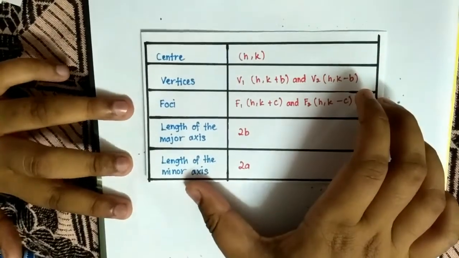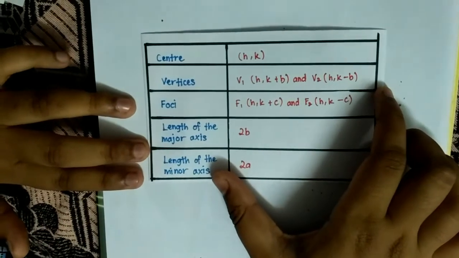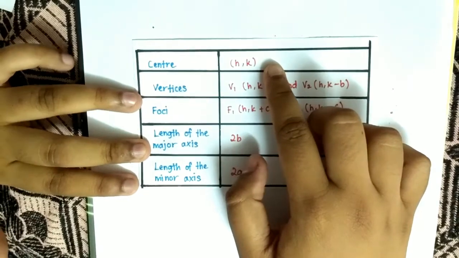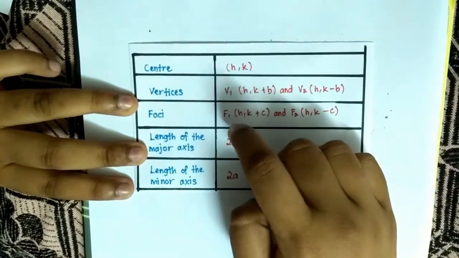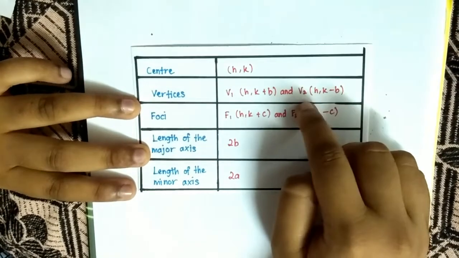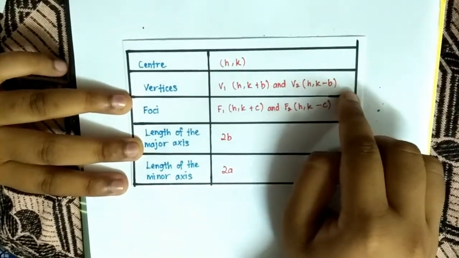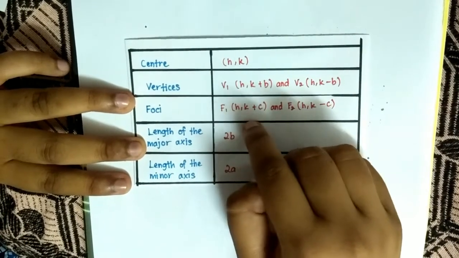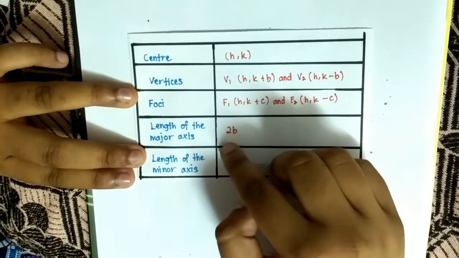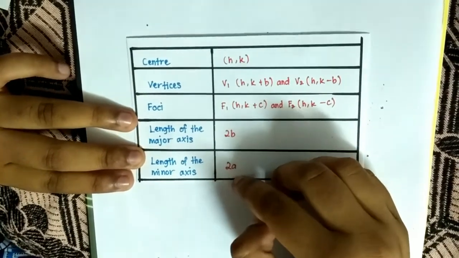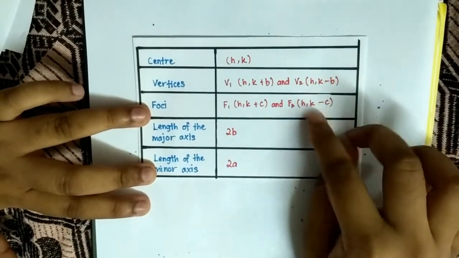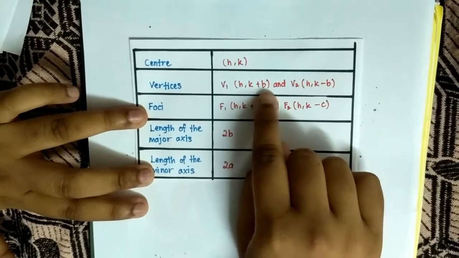Okay, this is the formula for the standing ellipse. The center is also (h, k). The differences are at the vertices and foci: vertex 1 is (h, k plus b) and vertex 2 is (h, k minus b). For foci, foci 1 is (h, k plus c) and foci 2 is (h, k minus c). For your major axis, it is 2b, and your minor axis is 2a. For the standing ellipse, the changes are only at the y coordinates.